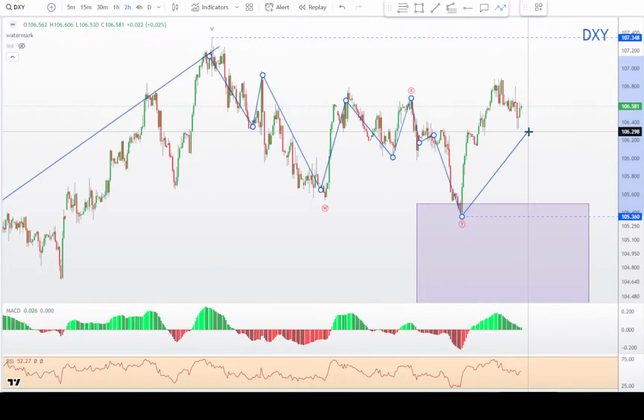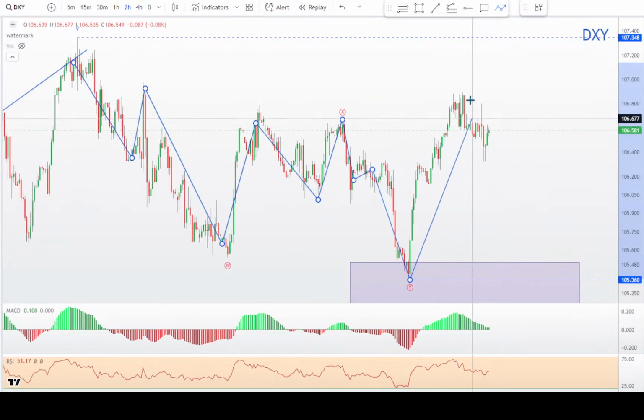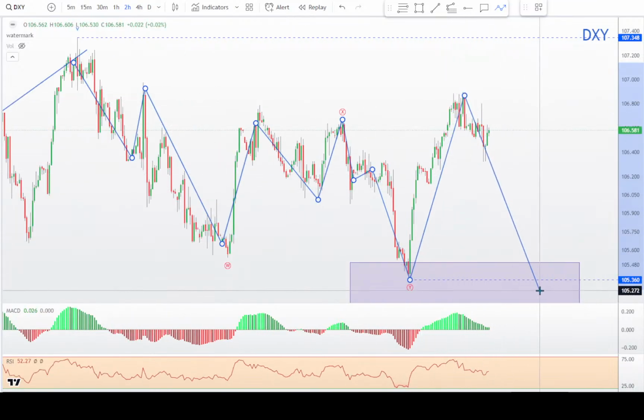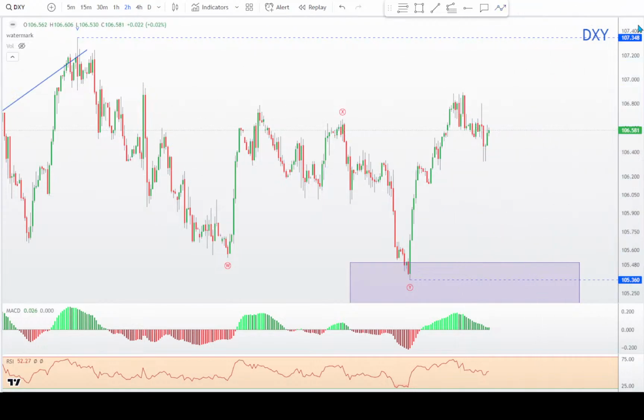But anytime you got this WXY, you always got to be mindful that you could get that X wave up and then the Z wave down. So they could revisit this low one more time. And it's kind of looking sort of corrective to me.